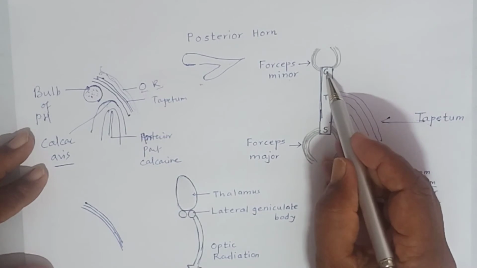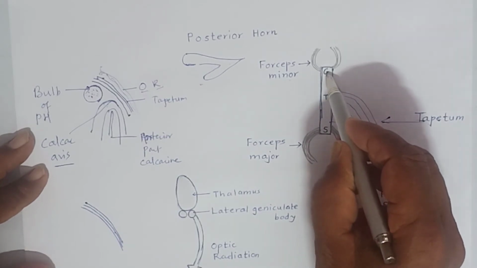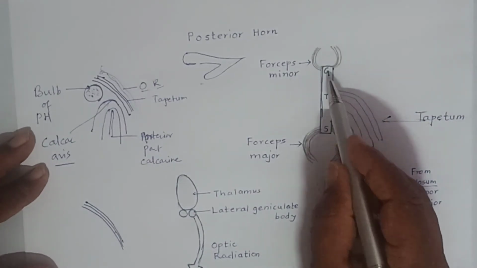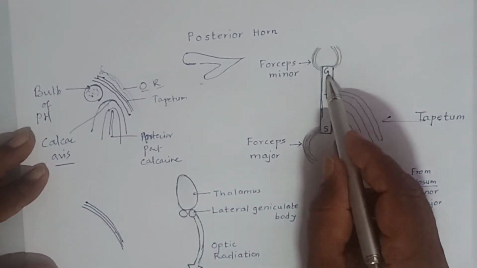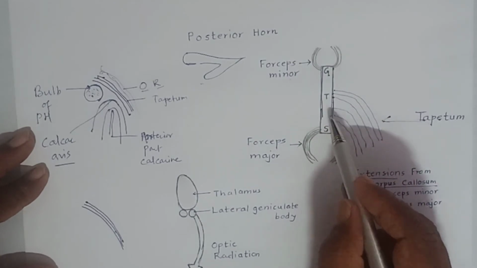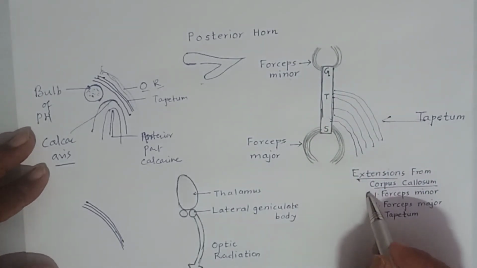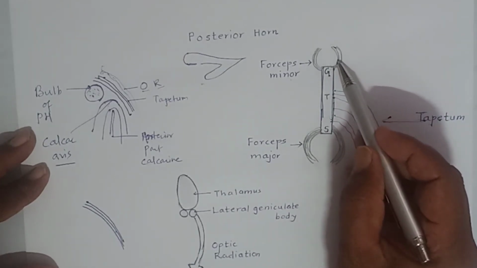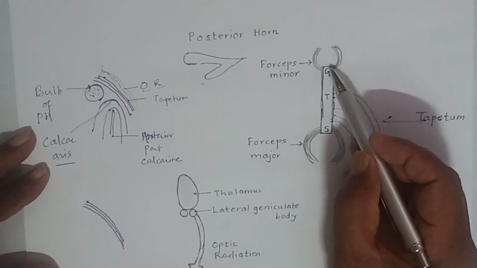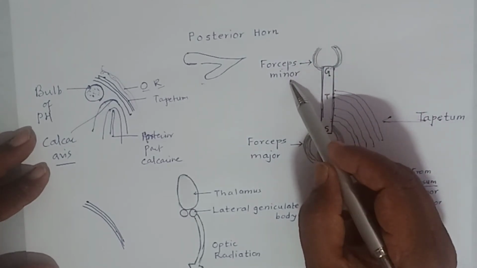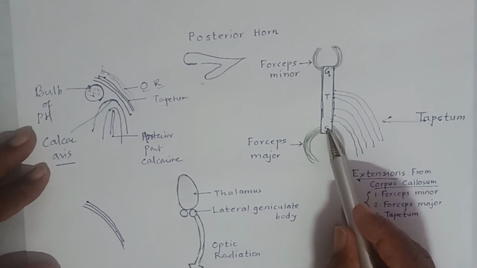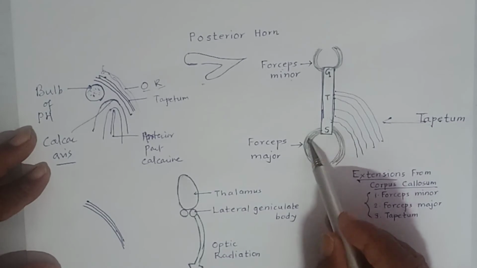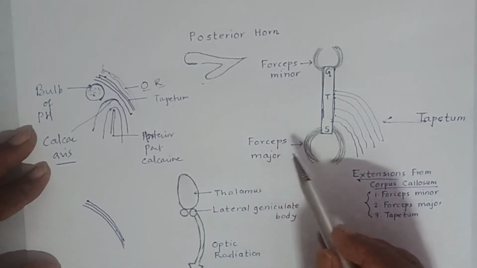Corpus callosum consists of anterior end, that is genu, posterior end is splenium, and between genu and splenium, this is the body or trunk. The corpus callosum gives three extensions. From the genu, curved fibers go towards frontal pole. They are called forceps minor. From the splenium, curved fibers go towards occipital pole. They are called forceps major.